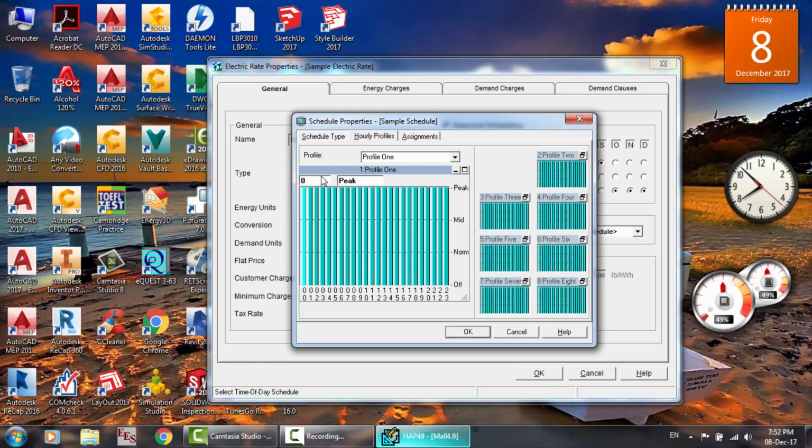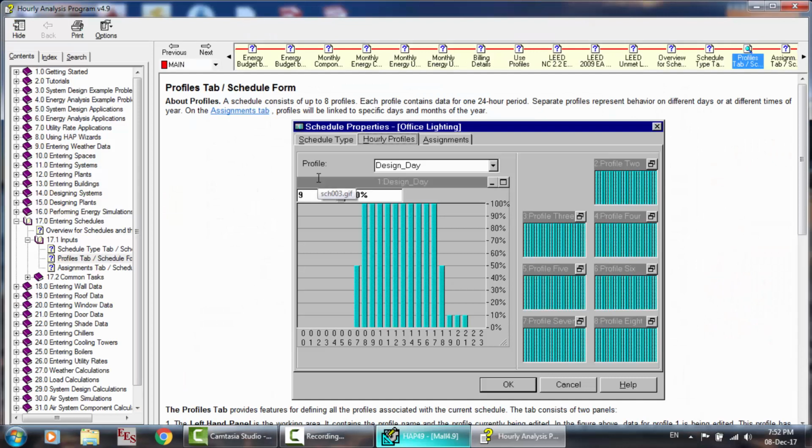Like this, here is the mid, here is the norm. Suppose that we have something like that. You have to determine exactly what you want. You can click F1 here. About profiles: a schedule consists of up to 8 profiles. Each profile contains data for a 24-hour period. Separate profiles present behavior on different days or at different times of year.